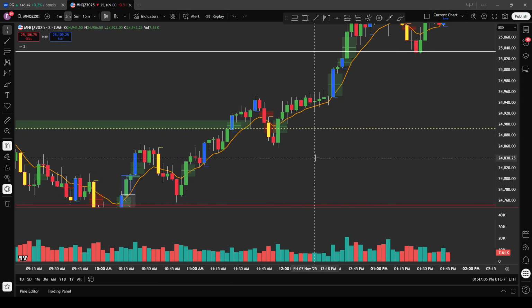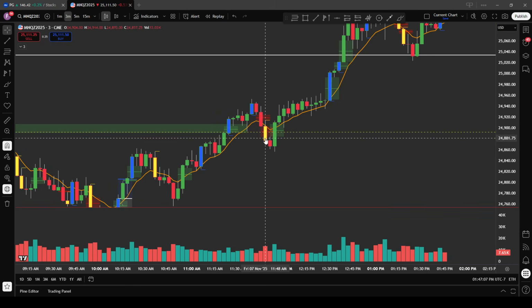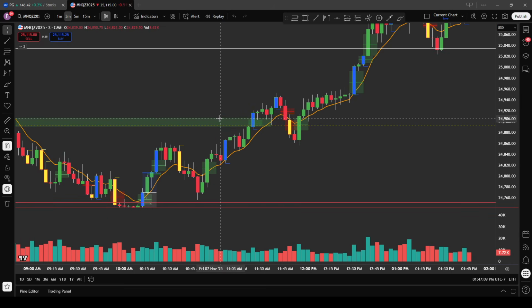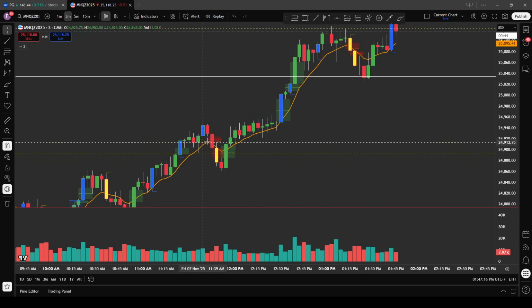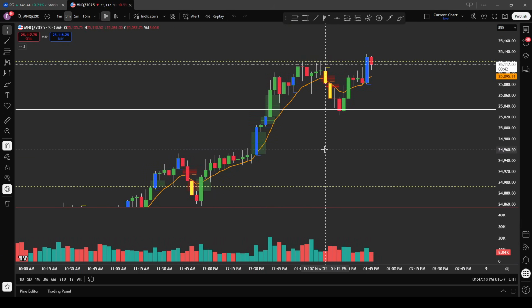Now, here you can see there's this yellow candle, but the thing to know here is this is a yellow dash line. This isn't a level we're using to play off of. This is an area we're just using for targets. So remember that. That's not an area where you want to take a trade.